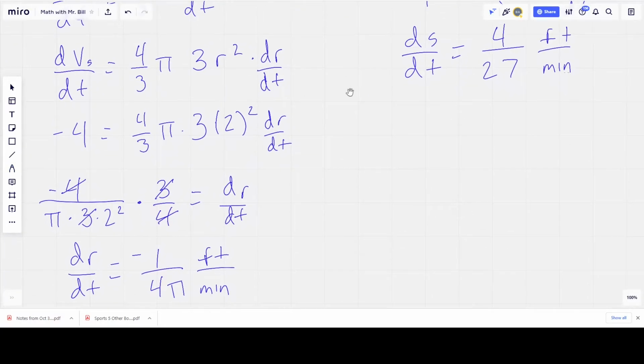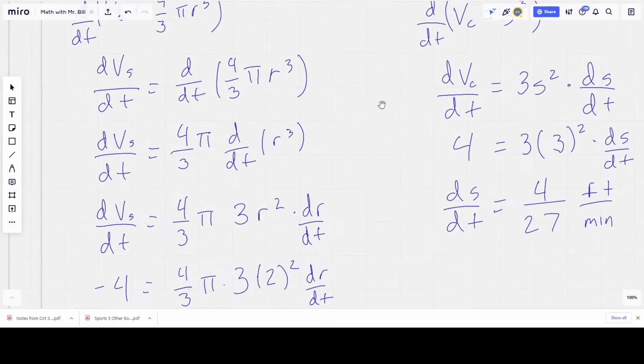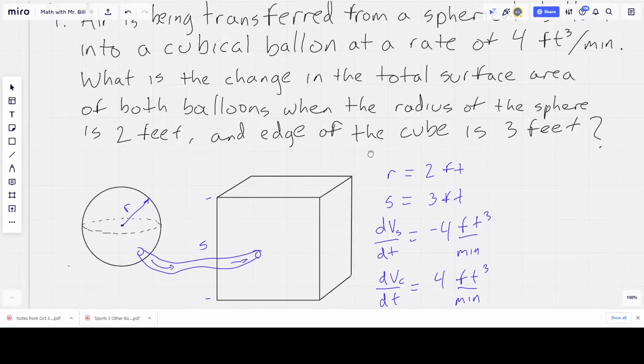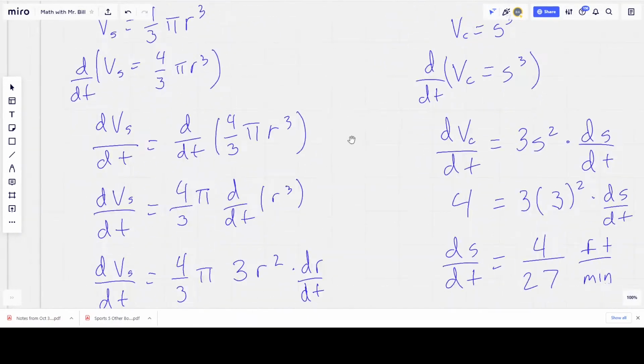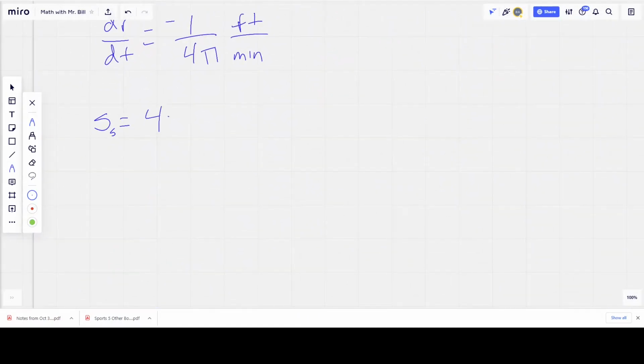Okay, so now we have a change in our radius and a change in our cube length. And we have dr/dt and ds/dt. So now we need to put that together and talk about the change in the total surface area. So I'm going to write down the surface area equations for both shapes. So the surface area of a sphere is 4 pi r squared. And the surface area for a cube is 6 s squared, because there's 6 sides to a cube, and each side is a square. We want to talk about the total change of surface area.